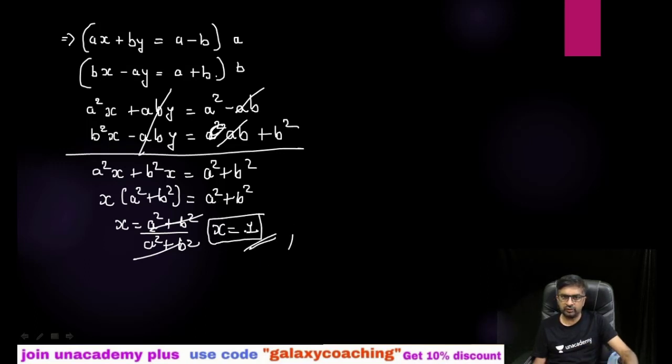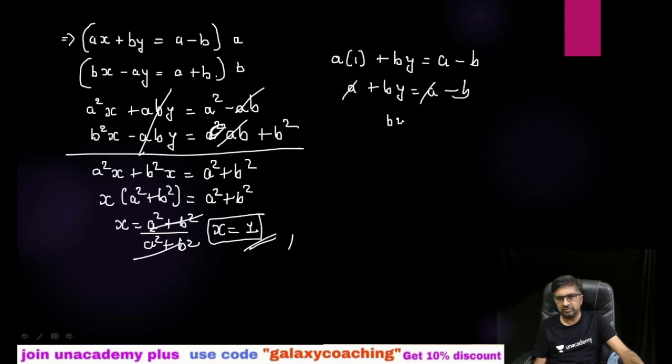Now you have the value of x as 1. Now you can put that value in any of these equations. Let me put it in the first one. A on the place of x, 1, plus by equals a minus b. So what will happen? This will be a plus by equals a minus b. A will get cancelled. By equals minus b. Y equals minus b by b. B will get cancelled. Y will be equal to minus 1, guys.